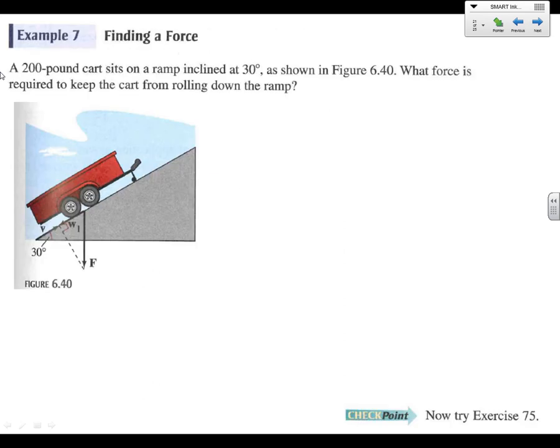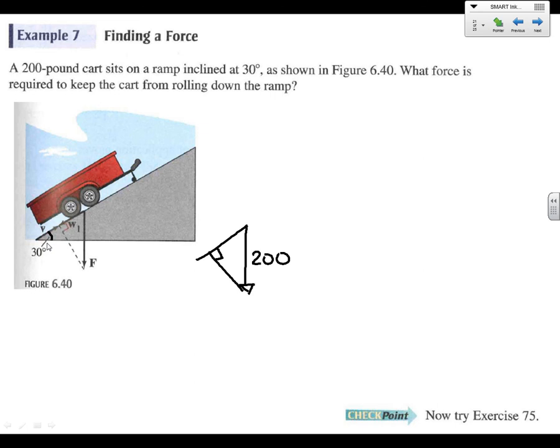All right, so let's find force here. We've got a 200-pound cart sitting on a ramp that's inclined at 30 degrees. What force is required to keep the cart from rolling down the ramp? Let's see what we have to do to hang on to this thing. Right now, we've got 200 pounds going down. We've got a right angle, and we know 30 degrees is here.